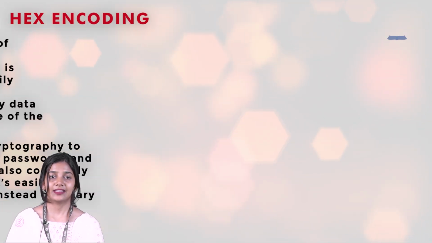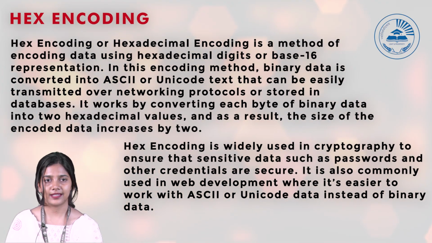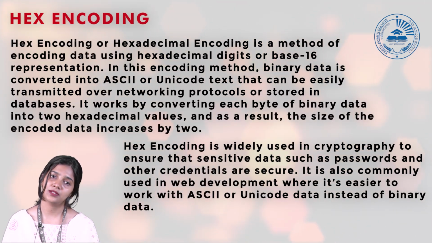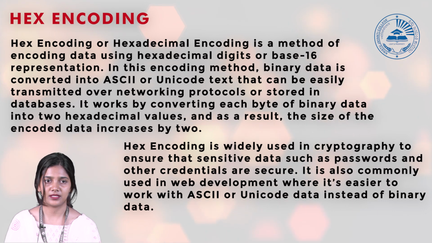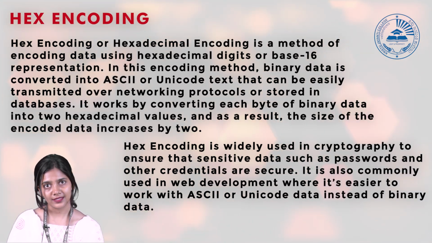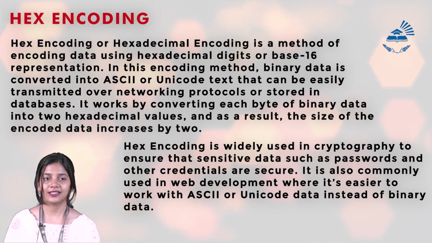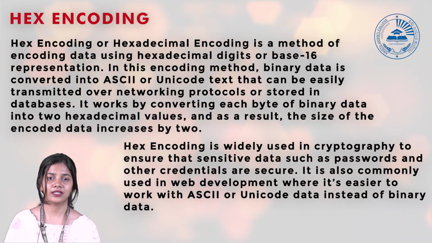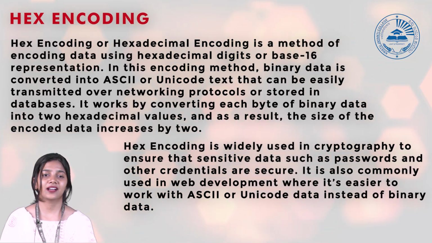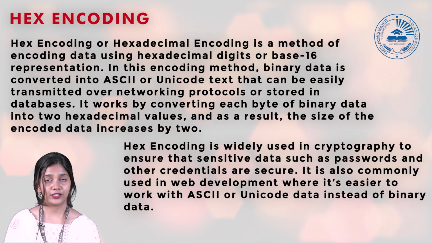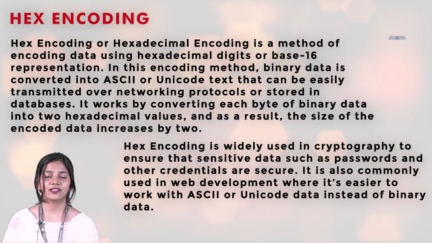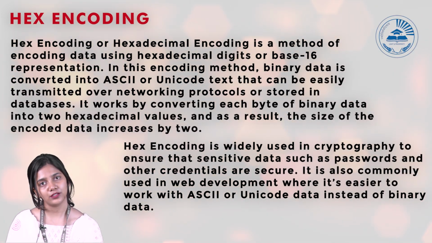Hex encoding. Hex encoding, or hexadecimal encoding, is a method of encoding data using hexadecimal digits or base 16 representation. In this method, the binary data is converted to ASCII or Unicode text that can be easily transmitted over networking protocols or stored in databases. It works by converting each byte of binary data into 2 hexadecimal values, and as a result, the size of the encoded data increases by 2.